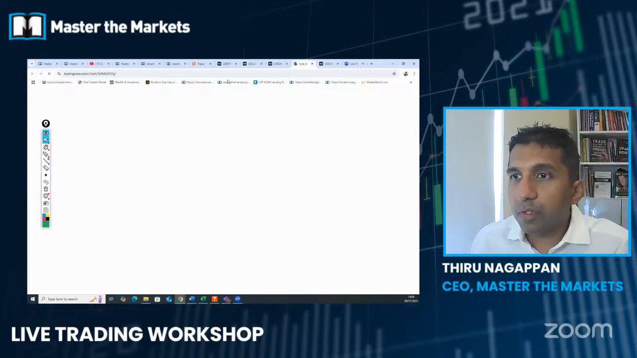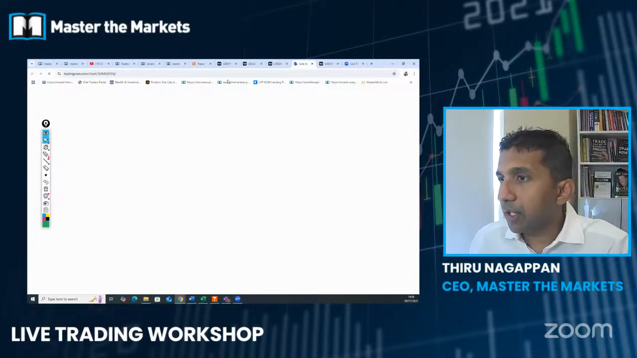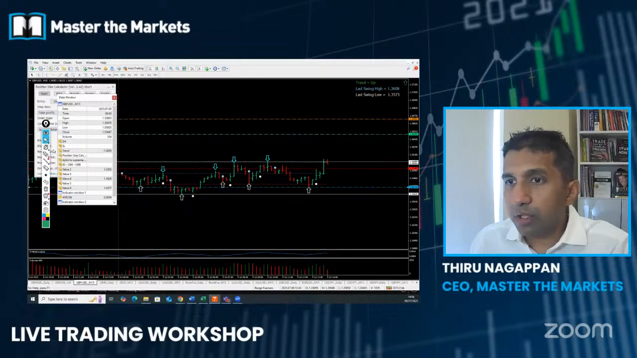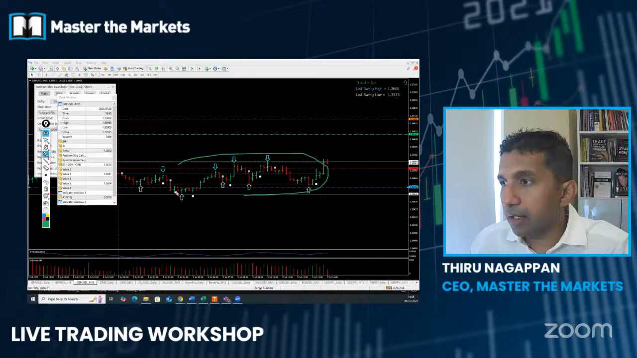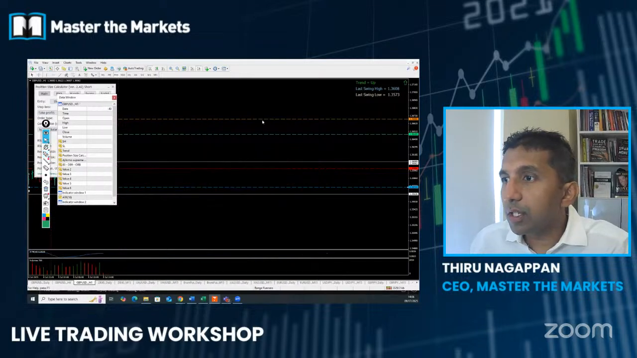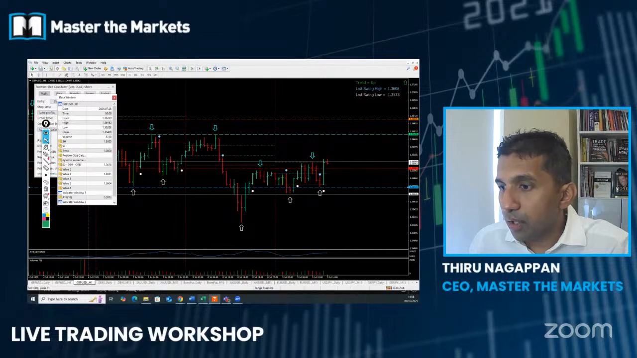So I was taking a look at cable just now. It's still looking a bit strong here towards the upside. It's consolidated quite a bit, isn't it, here, as you can see. Now I'll go on to the 1 hour here. So I'll go back to my table.